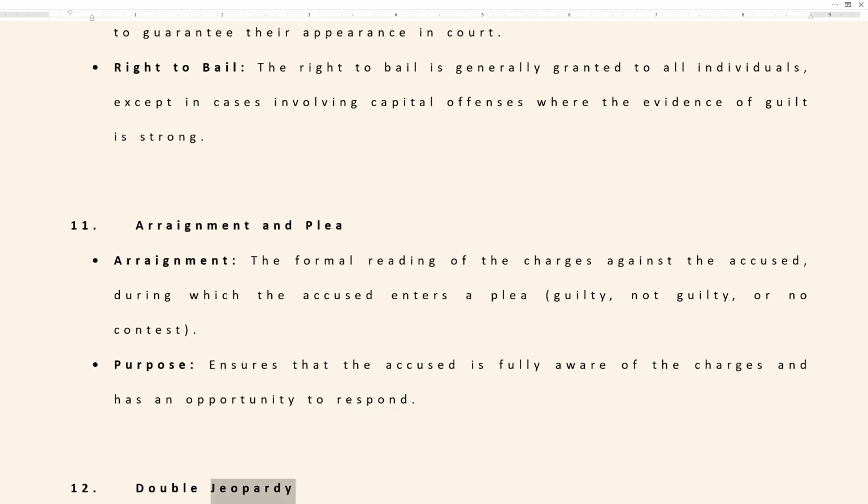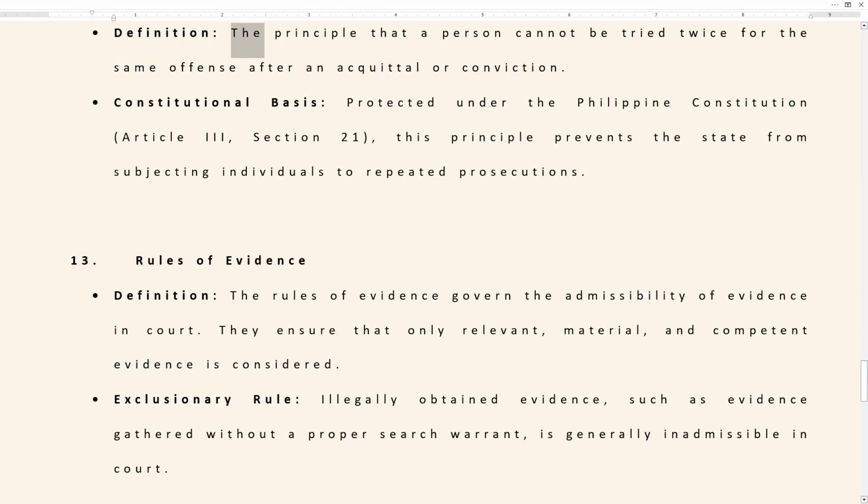Double jeopardy. Definition, the principle that a person cannot be tried twice for the same offense after an acquittal or conviction. Constitutional basis, protected under the Philippine Constitution, Article 3, Section 21. This principle prevents the state from subjecting individuals to repeated prosecutions.